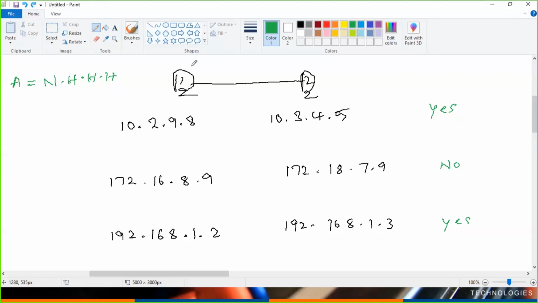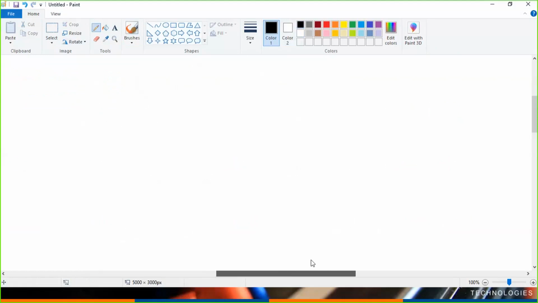By defining the subnet mask. Correct. See, the same logic. What is the logic here? Class A: network, host, host, host. The same logic we need to tell to devices also. So the device also needs to understand the same logic.